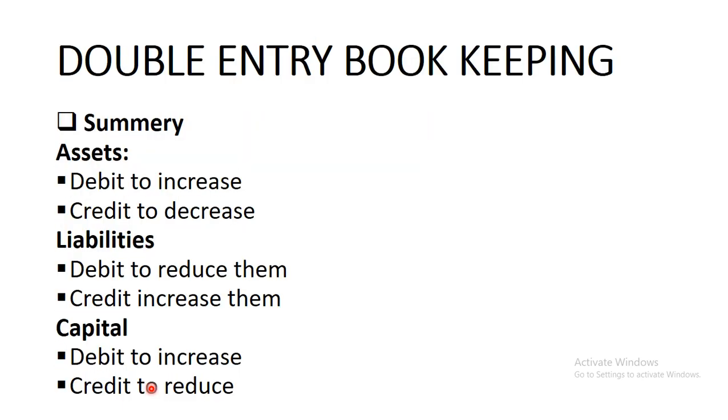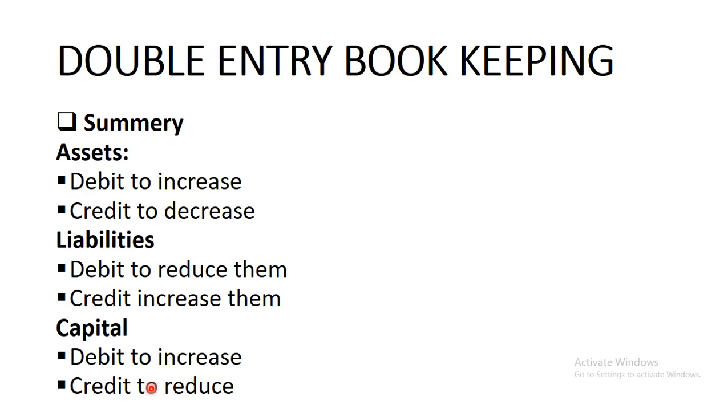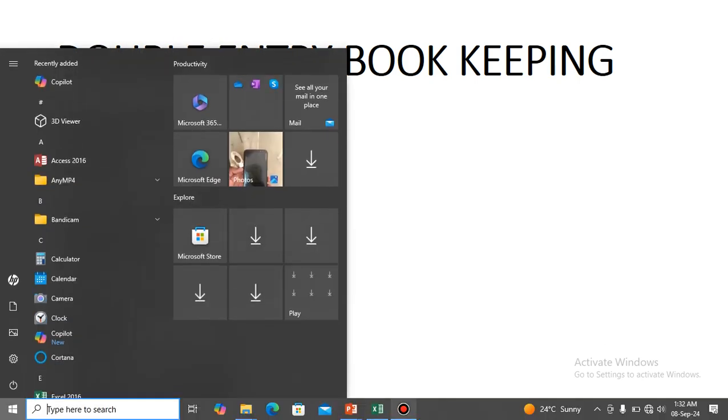So this is the end of the lesson for double entry. The next part of this lesson is supposed to be the trial balance. So I'm going to end it here, and the next lesson is going to be trial balance.